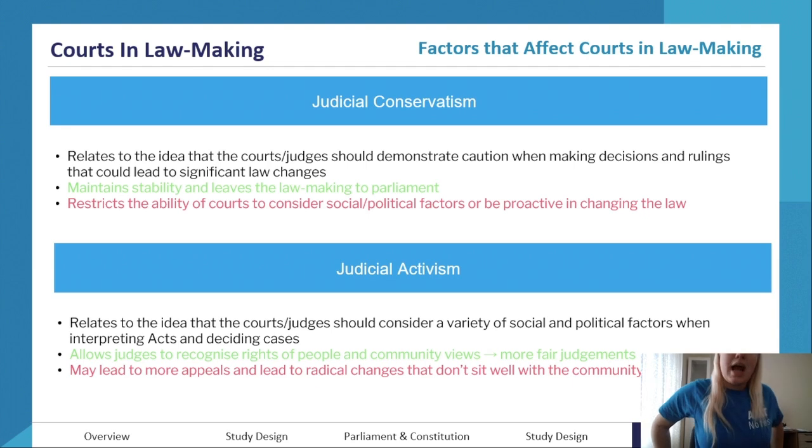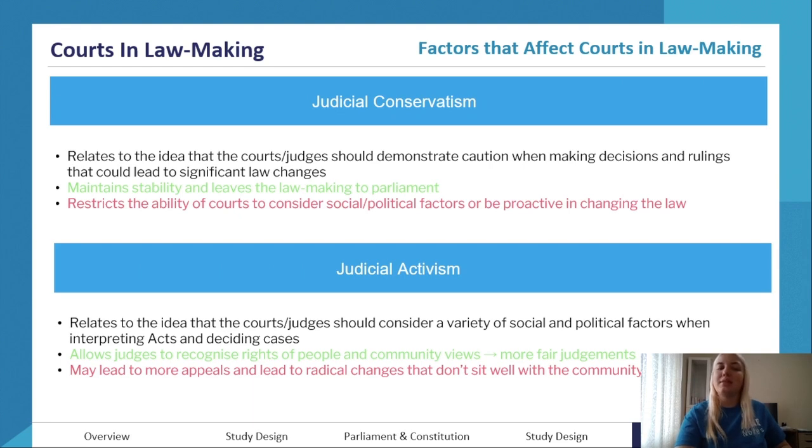Now, judicial conservatism and activism. These refer to different approaches to being a judge. Conservatism relates to the idea that courts and judges should demonstrate caution when making decisions and rulings that could lead to significant law changes. So conservative judges view lawmaking as strictly the role of parliament, and they prefer to avoid creating any new precedents or making any changes to common law. So they will be really cautious and really conservative. They try to keep the law stable and leave changes to lawmaking to parliament.